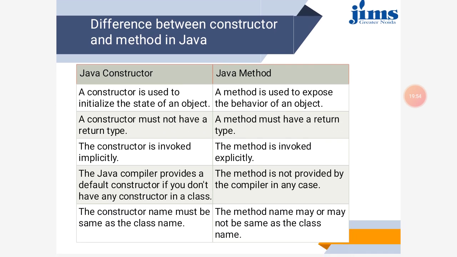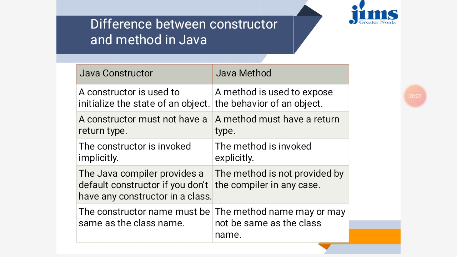Difference between constructor and method in Java. As the body is very similar in both the cases, Java constructor and Java method, we will talk about the differences. A constructor is used to initialize the state of an object. So what are states? States are instance variables. So to initialize instance variables, we use Java constructor. And a method is used to expose the behavior of an object.